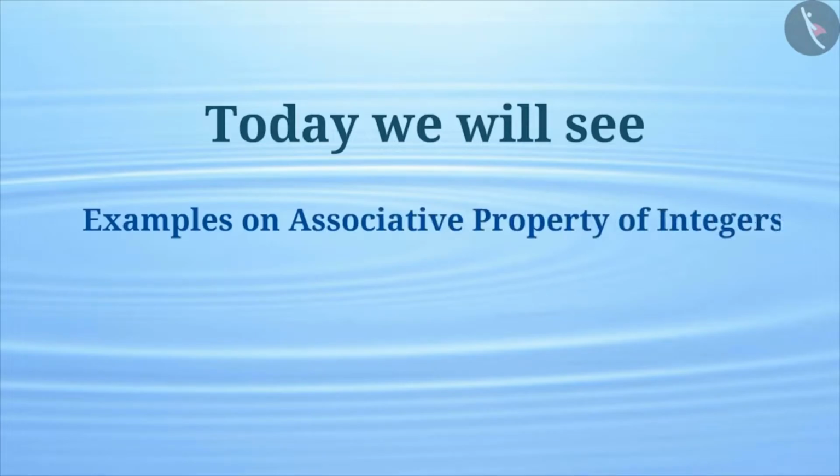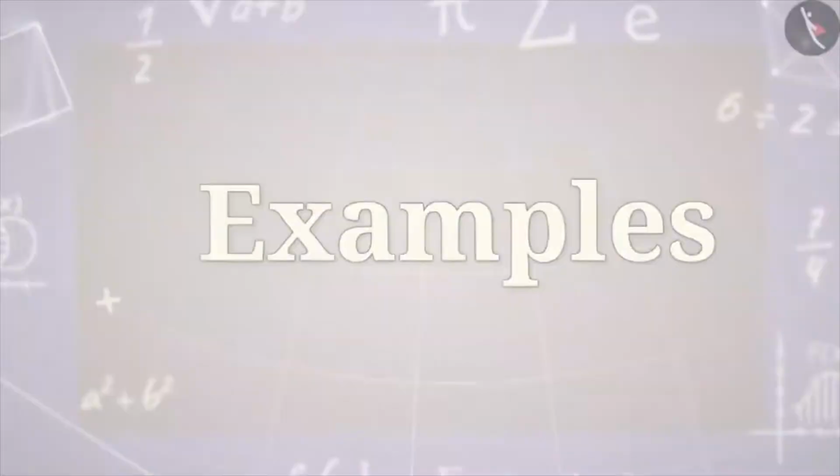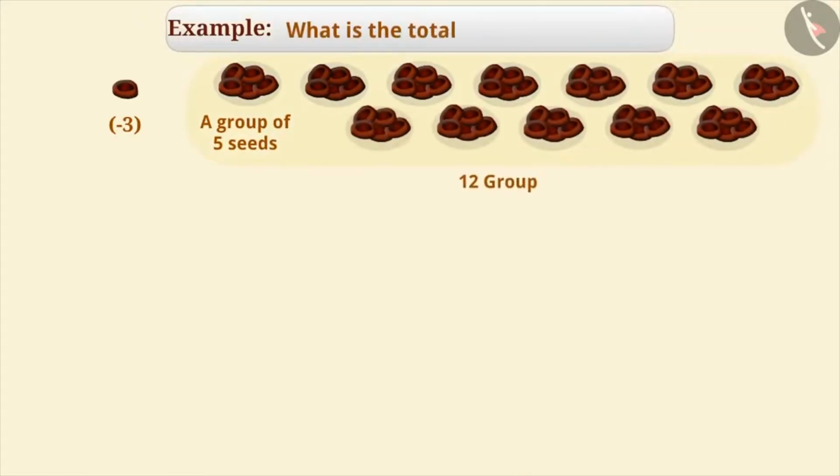Examples on associative property of integers. Let's consider the value of each tamarind seed as -3. If we make 12 groups of 5 seeds each, then what is the total value of the seeds?